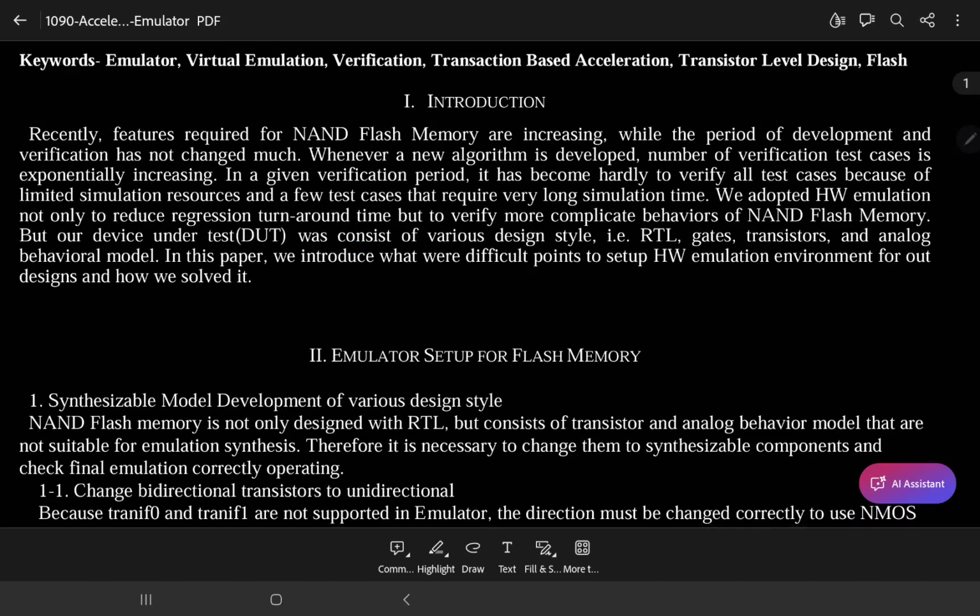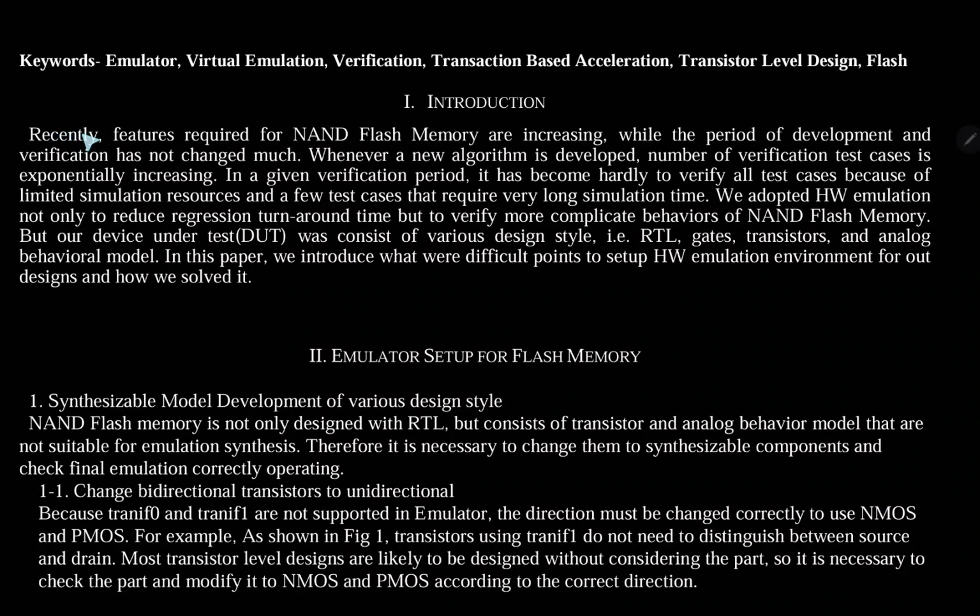Introduction. Recently, features required for NAND flash memory are increasing, while the period of development and verification has not changed much. Whenever a new algorithm is developed, the number of verification test cases increases exponentially. So in a given verification period, it's become harder to verify all test cases because of limited simulation resources and a few test cases that require very long simulation time.